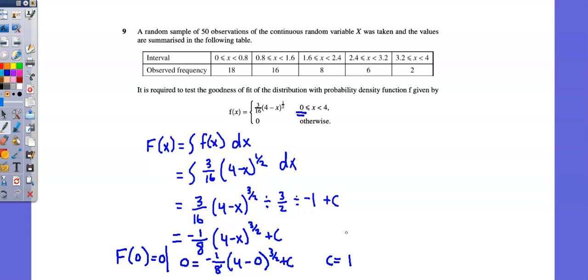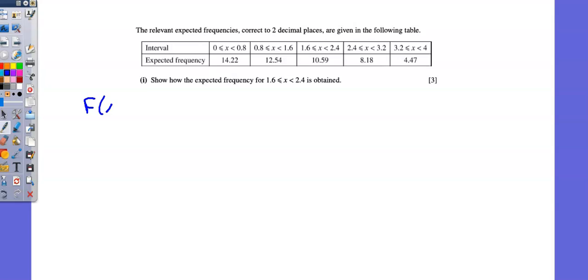With that, I can now complete my cumulative distribution function as 1 minus, that 1 is coming from the c value, the end of plus c over on the right, I'm now putting that positive 1 in the front, 1 minus 1 over 8 times 4 minus x to the power of 3 over 2. I'll bring this over to the next slide, and we can use this for probability calculations. So we have 1 minus 1/8 times 4 minus x to the power of 3 over 2.